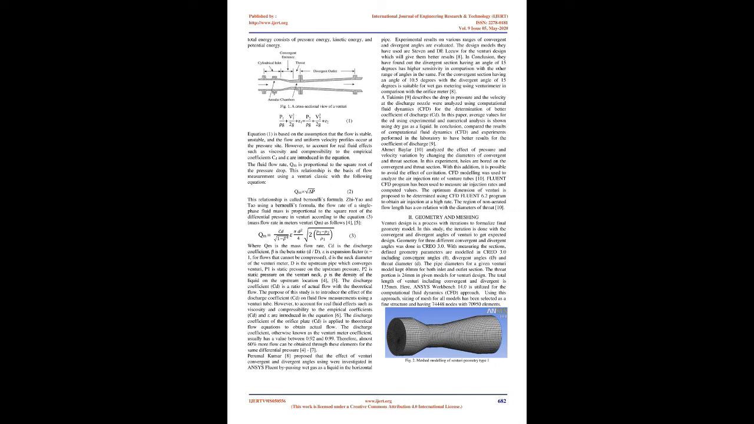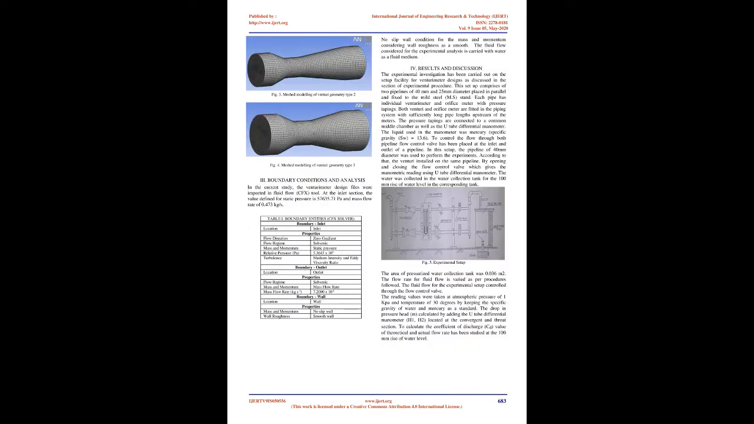Using Bernoulli's formula, the flow rate of a single-phase fluid mass is proportional to the square root of the differential pressure in the Venturi according to equation 3, the mass flow rate in Venturi meters Qm, as follows for 5. Where Qm is the mass flow rate, CD is the discharge coefficient, β is the beta ratio, d/D, E is the expansion factor, E equals 1 for flows that cannot be compressed, d is the neck diameter of the Venturi meter, D is the upstream pipe which converges the Venturi, P1 is the static pressure on the upstream side, P2 is the static pressure on the Venturi neck.